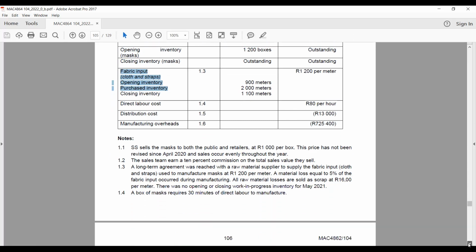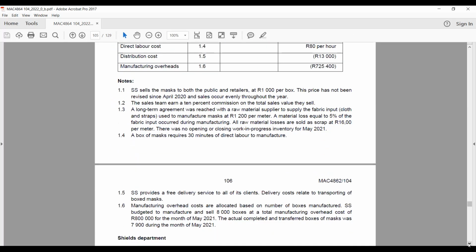So, read the notes. They say SS sells the masks to both the public and retailers at 1,000 Rand per box. So more or less, this indicates that a unit of product is a box. The price has not been revised since April 2020, and sales occur evenly throughout the year. The sales team earn a 10% commission on the total sales value they sell.